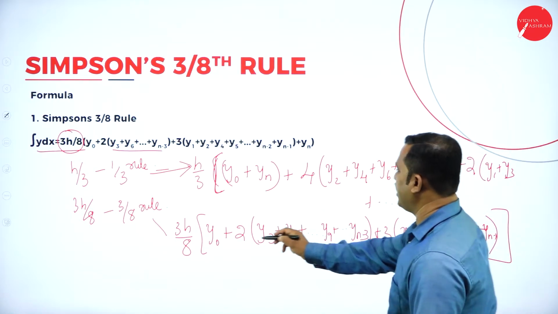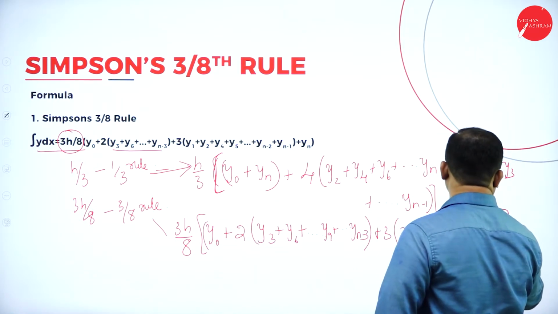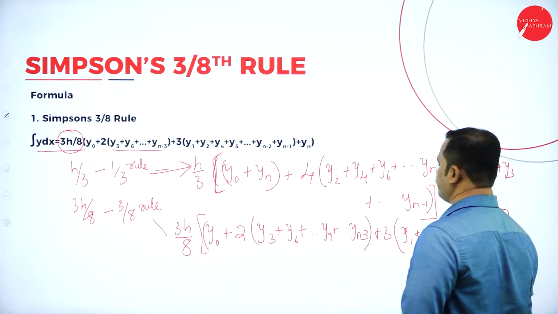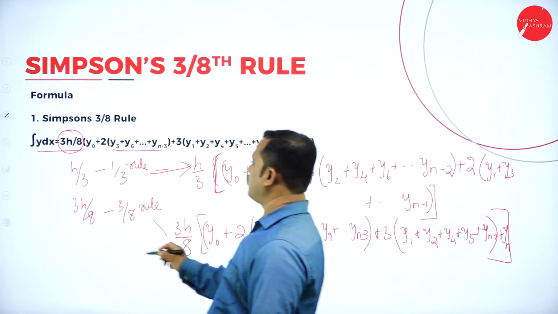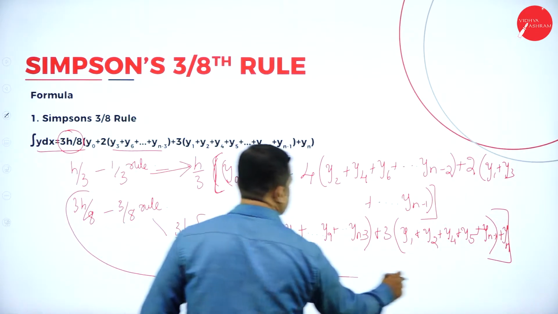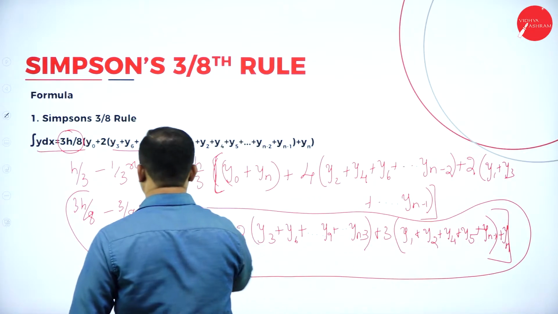So I have y0 here. Let me place yn here. So this is how we are going to formulate this for 3h by 8, that means for the 3/8 rule.